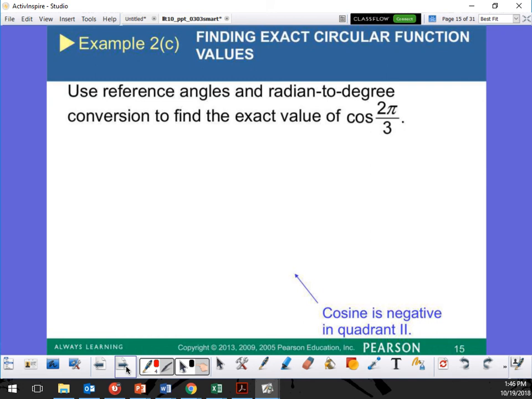All right. So, cosine. Cosine is asking for which value? The x value, right? So class, cosine is asking for the x. If it's asking for the x value, I know that cosine at 2 pi over 3 would be a negative 1 over 2. There we go. That's it.